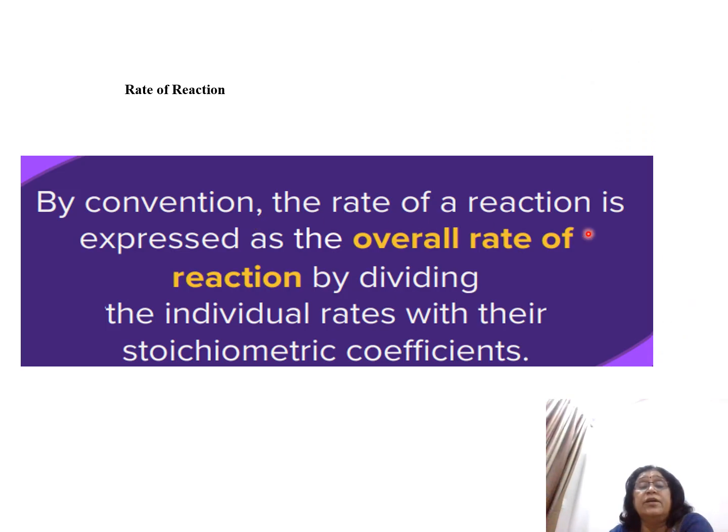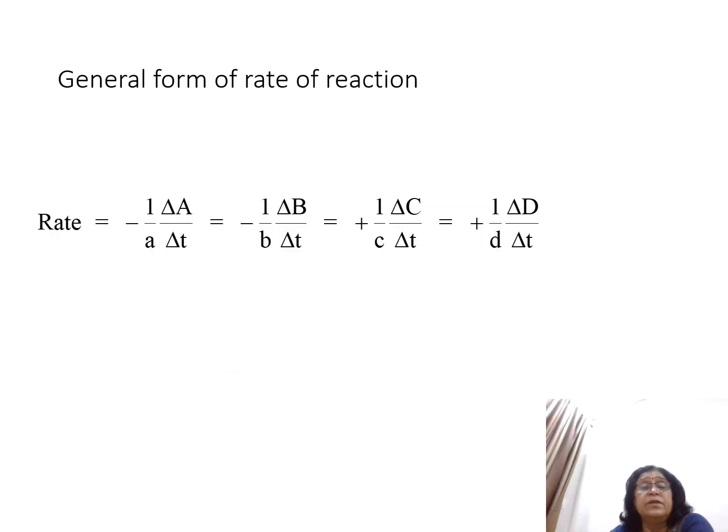So by convention, the overall rate of reaction is expressed by dividing the individual rates by the stoichiometric coefficients. Let's take one more example here: A plus B gives C plus D. So the rate will be equal to what? Either we express it in terms of A or B or C or D.